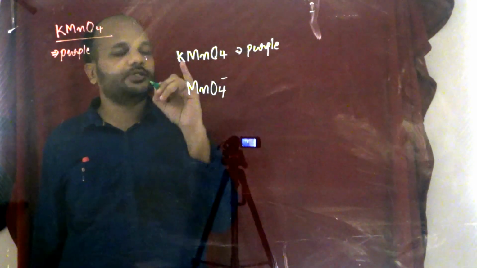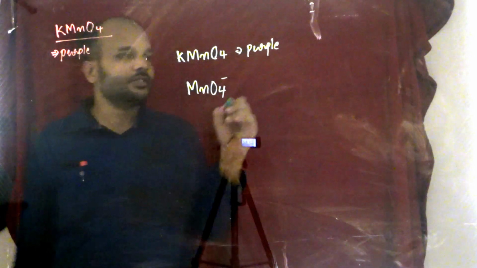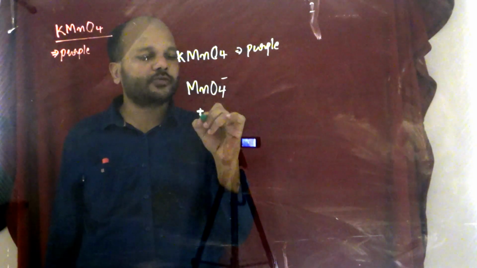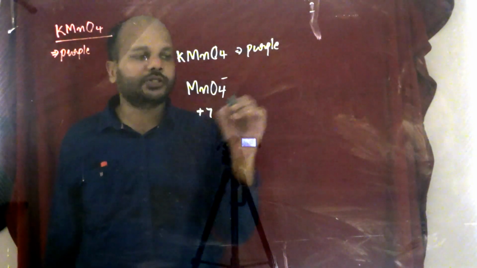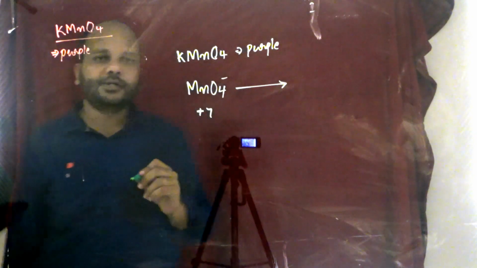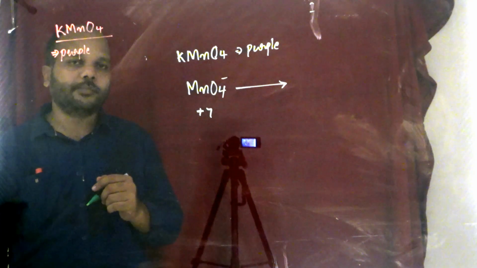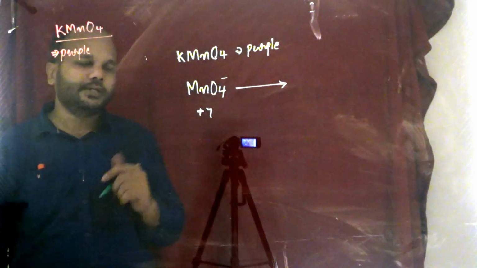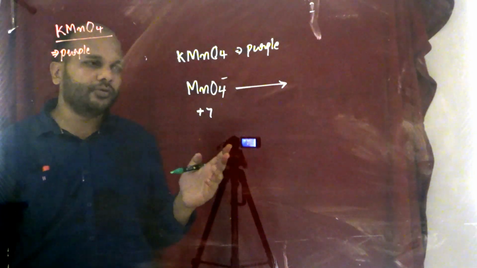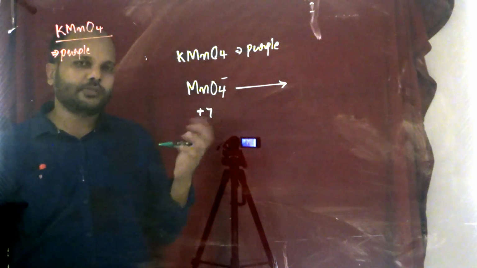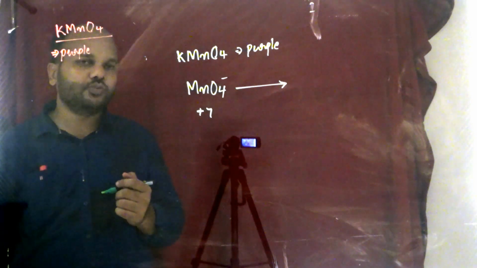If I write MnO4 minus, I just take out the K plus. This is in +7 oxidation state. But one thing: this +7 oxidation state in MnO4 minus is not much stable. It always has a tendency to convert into +2 oxidation state.